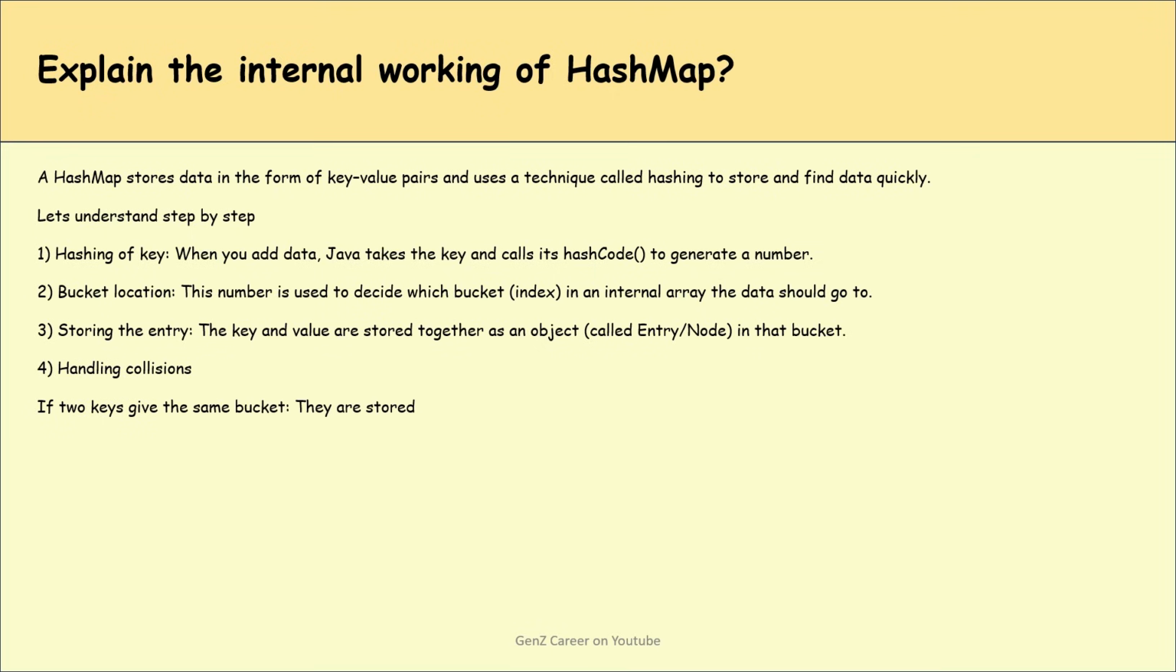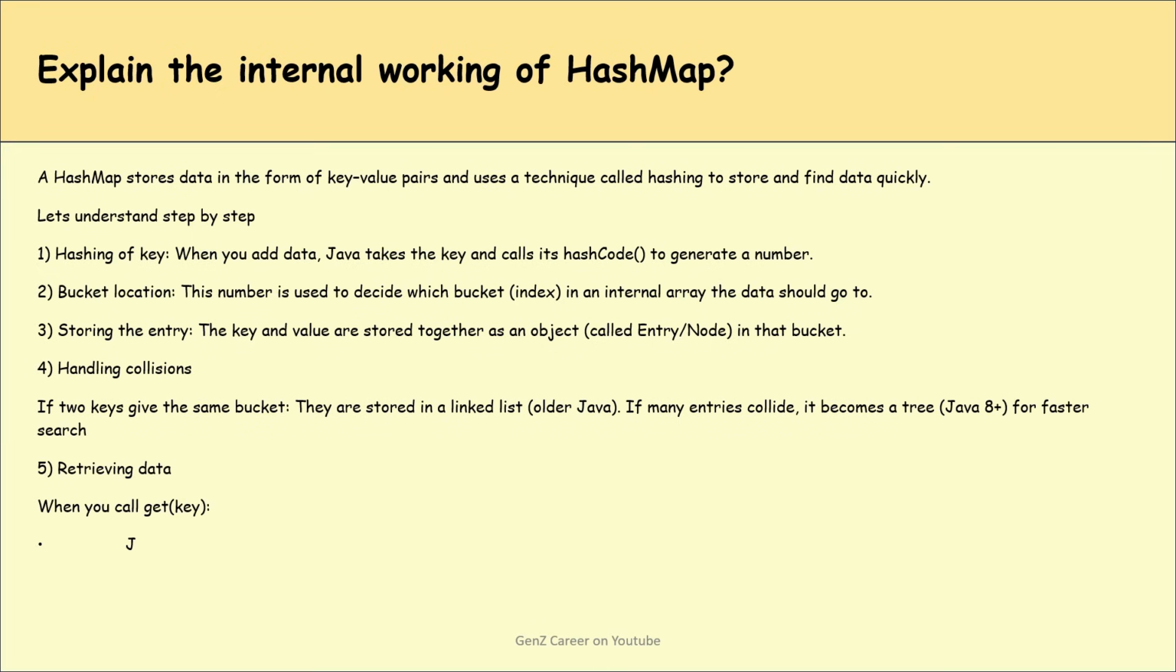Fourth is handling collisions. If two keys give the same bucket, they are stored in a linked list in older Java. If many entries collide, it becomes a tree after Java 8 for faster search. Fifth is retrieving data. When we call get(key), Java finds the bucket using the hash code, then uses the equals method to find the exact key and returns the value.